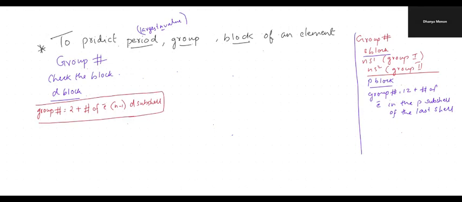For example, if I have atomic number 43, first we write down the configuration: 1s2, 2s2, 2p6, 3s2, 3p6, 4s2, 3d10, 4p6, 5s2, 4d5. Okay, this is the configuration. We are just applying the Aufbau rule: 1s, 2s, 2p, 3s, 3p, 3d. Hope you remember this rule, how to fill in the electrons. Okay, students, so this is our configuration.